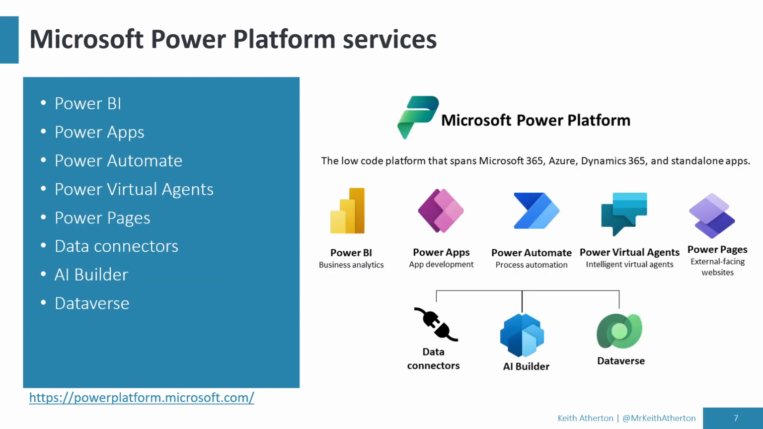So when we look at the Power Platform, I always see Power Platform as an umbrella term. That is the platform itself, but within it we've got several services. You can see from the icons there, the main ones we've got are Power BI, Power Apps, Power Automate, Power Virtual Agents, and Power Pages. And below those we've got some shared services as well that get used throughout those other main five services, things like data connectors, AI Builder, and Dataverse. And what we'll do is look at these one by one and see what they do exactly.